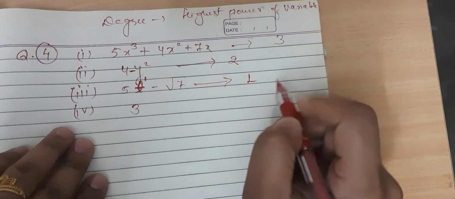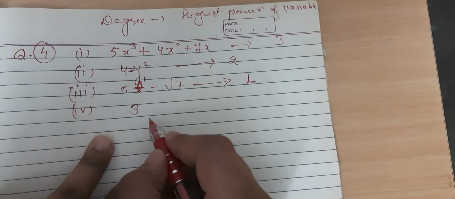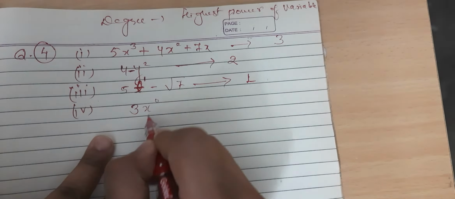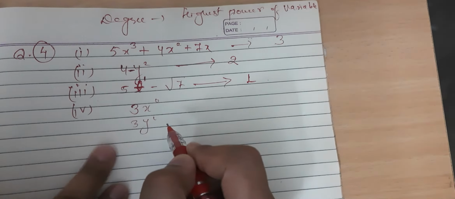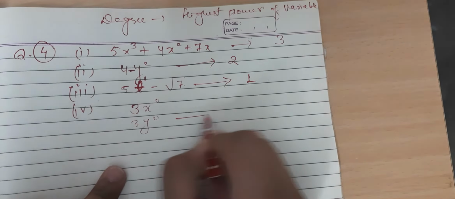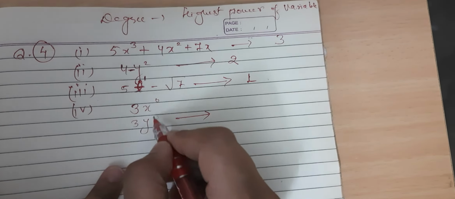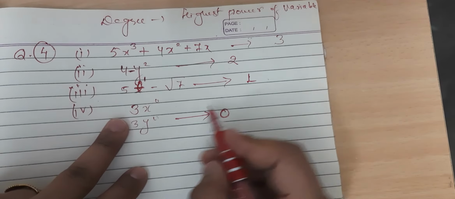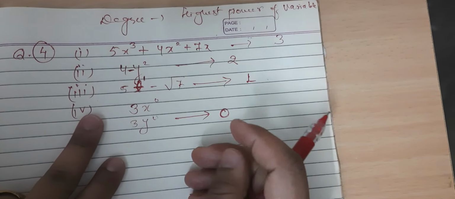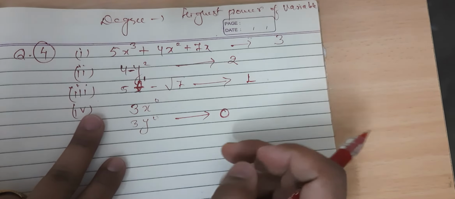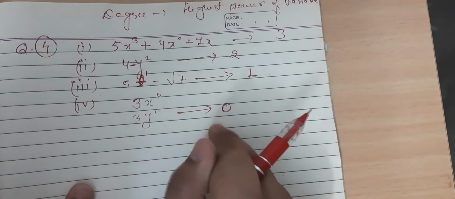Here we don't have a variable, but we can write x raised to the power 0, or you can also write y raised to the power 0, but in each case you will find that the degree of the polynomial, or the highest power, is 0. So in this question 3, the highest power or the degree of the polynomial is 0. Okay.